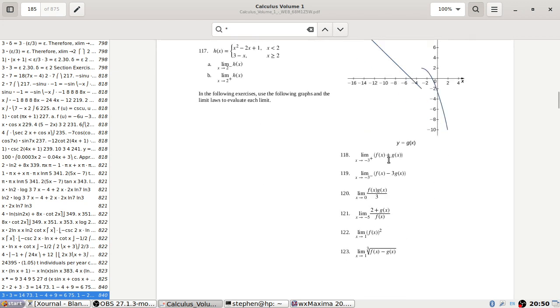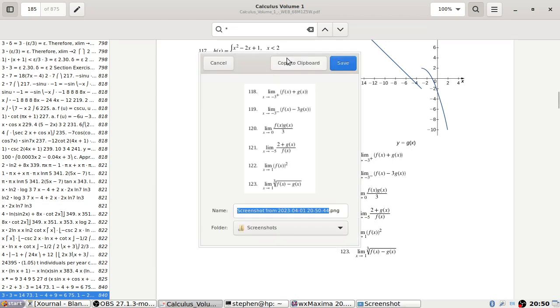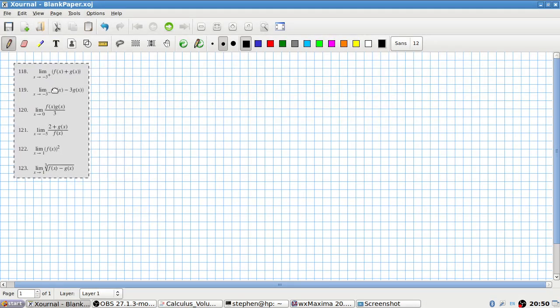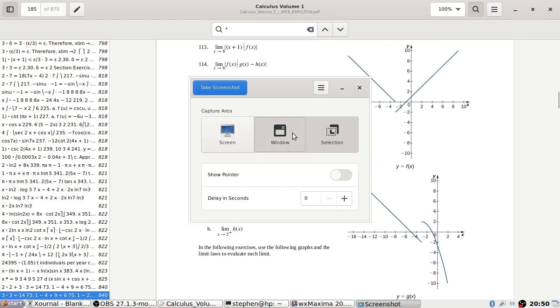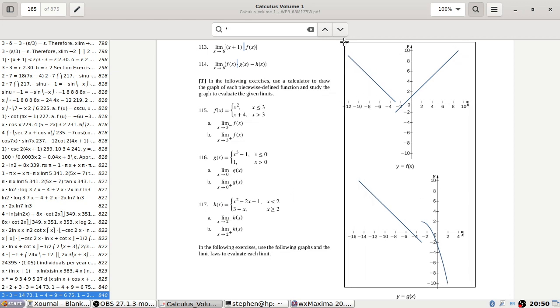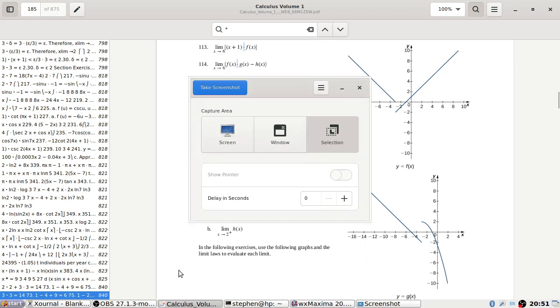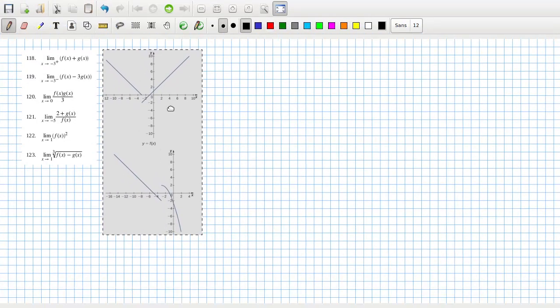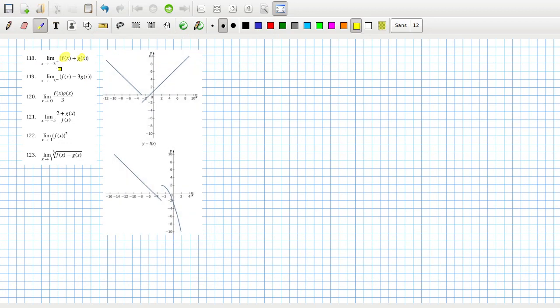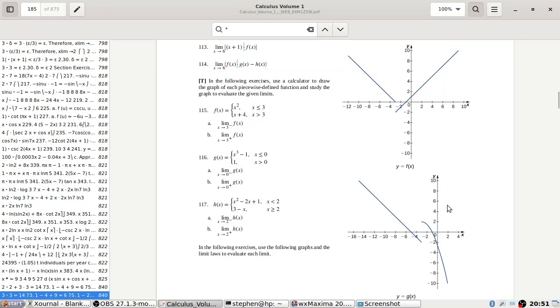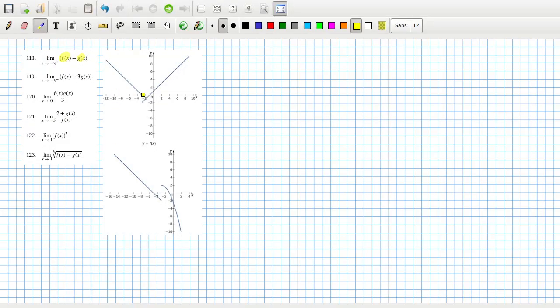Okay, what's next now? In the following exercise, use the following graphs and the limit law to evaluate each limit. Oh, okay. Okay, let's copy those. And we can copy these graphs then. Okay. So the first one here, do we have a limit f of g at minus 3 to the left? That top one, by the way, sorry, is f, and the bottom one is g. I cut that off. Okay, so minus 3.